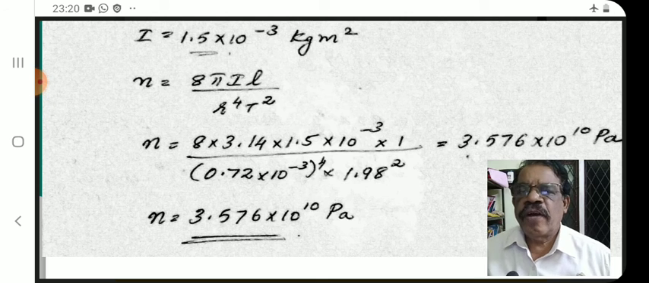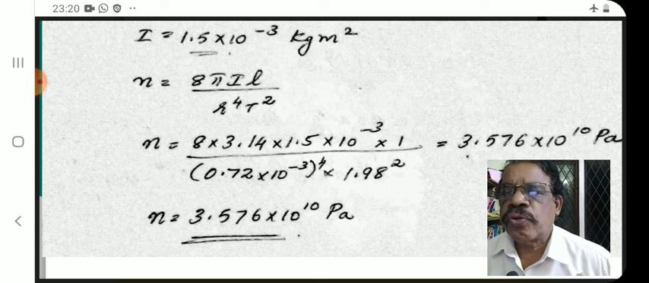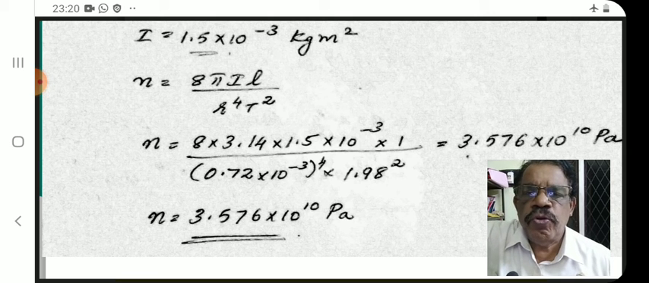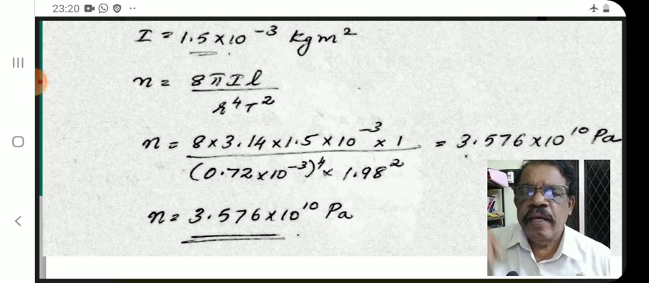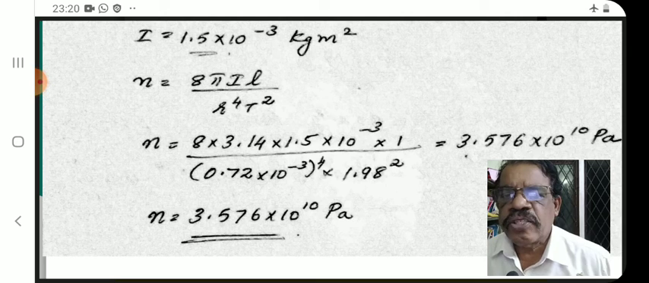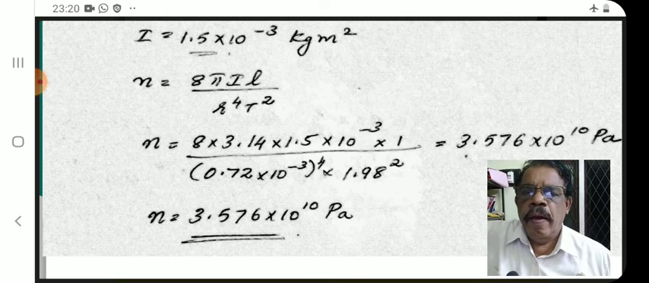I is equal to 1.5 into 10 raised to minus 3 kilogram meter square. n is 8 pi I L by r to the power 4... Substitute the values as shown there. We get n is 3.576 into 10 raised to 10 Pascal.